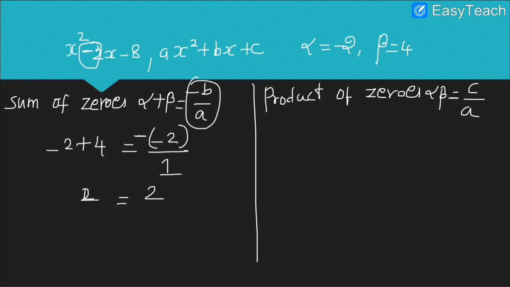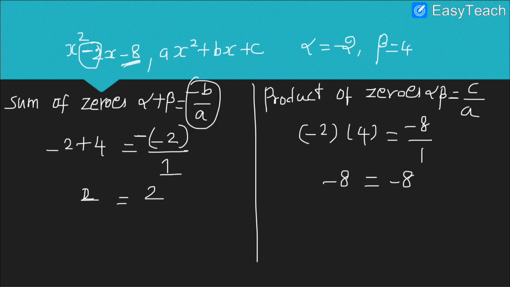For the product of zeros, alpha beta, I multiply these two, which is equal to c by a. I have here minus 8 by 1, so the same, minus 8, on the LHS also. Okay, we got the answer. We proved, we verified the relationship between the zeros and the coefficients of the polynomial.